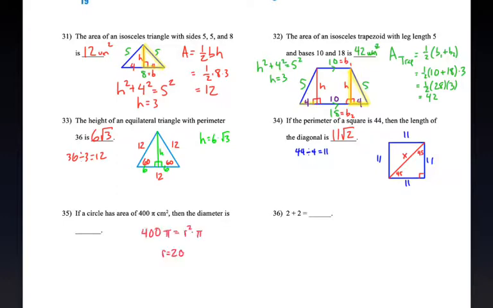If a circle has an area of 400 pi centimeters squared, then the diameter is what? Well, the radius squared, where my arrow goes, the radius squared is 400, so the square root of 400 is 20. The radius is 20, therefore the diameter is 40. So yeah, that came from this. R squared equals 400, so R equals the square root of 400, which is 20.